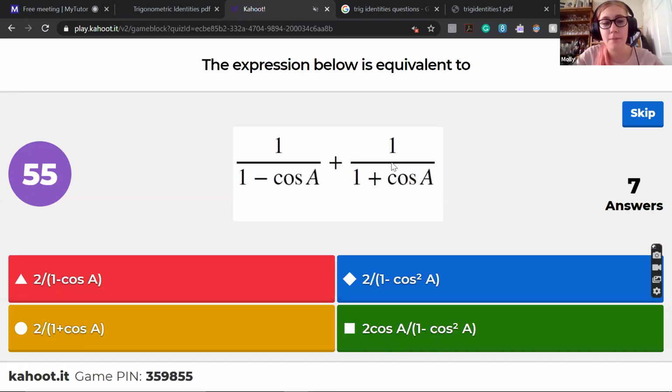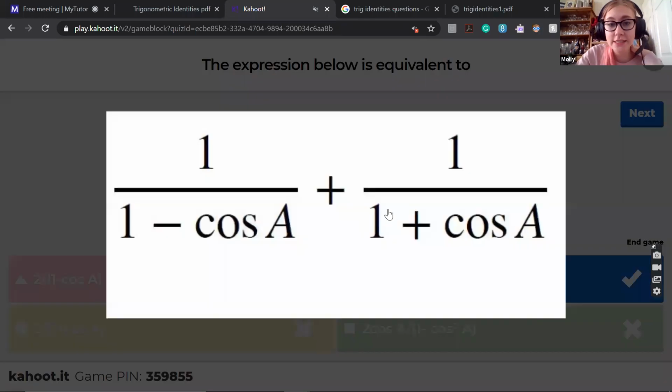This one's quite difficult. What I would advise doing here is trying to put them over the same denominator. Oh, the majority still got that. That's fantastic. I don't really have time to fully explain this one, but if you multiply the left one by 1 plus cos A and the right one by 1 minus cos A, and then add the fractions together, you should get it.